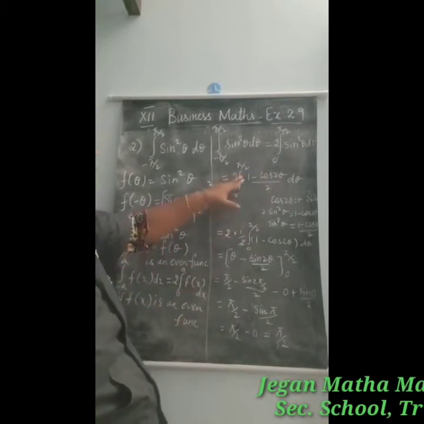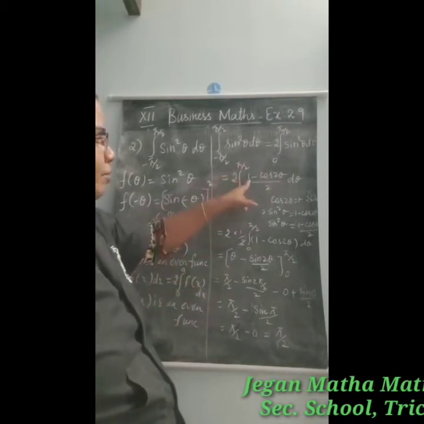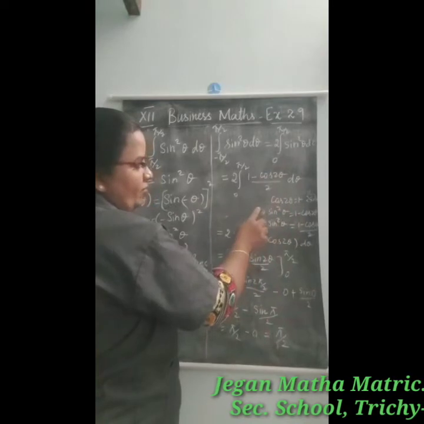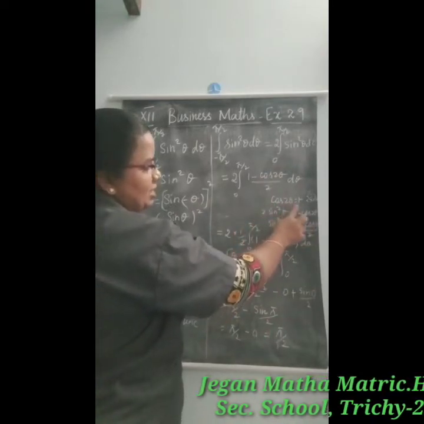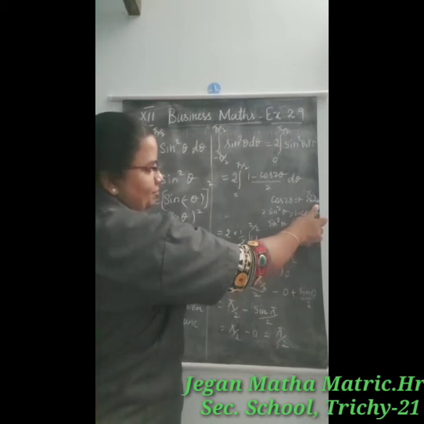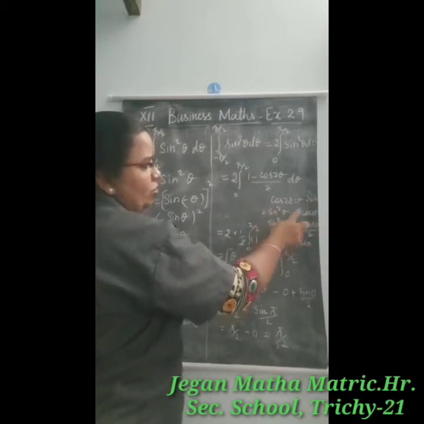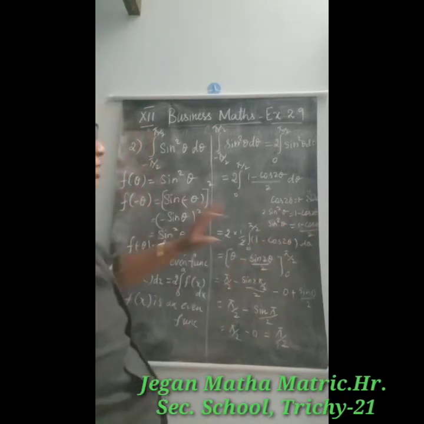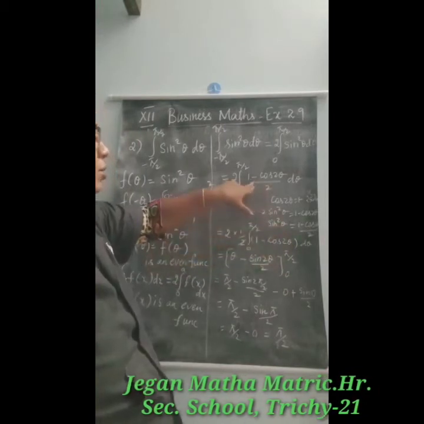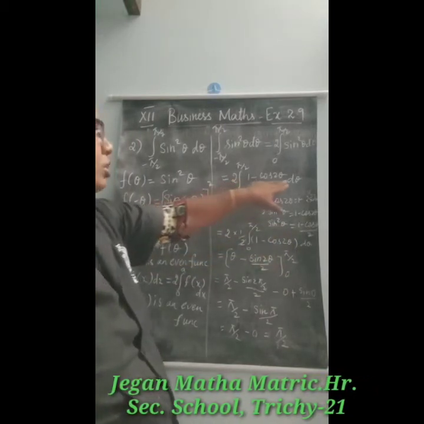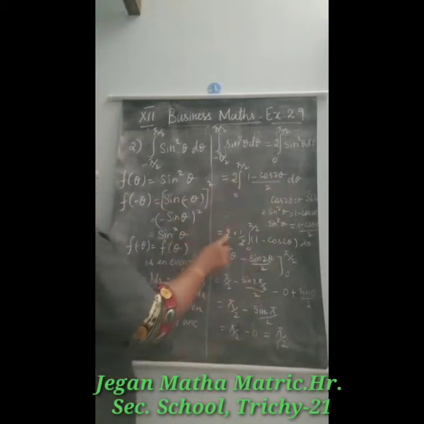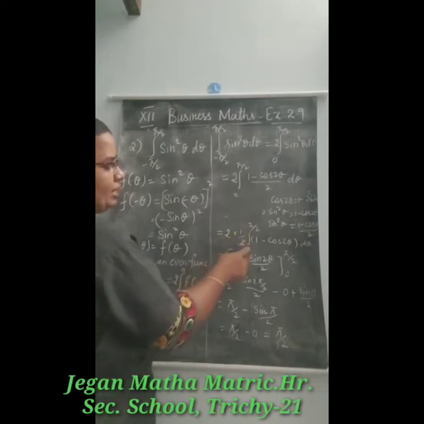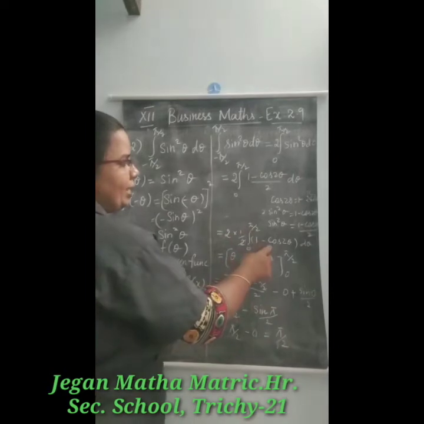So 2 times integral of 0 to π/2 (1 - cos 2θ)/2 dθ. Instead of sin²θ, we take cos 2θ = 1 - 2 sin²θ. So 2 sin²θ = 1 - cos 2θ, and sin²θ = (1 - cos 2θ)/2. The 1/2 is a constant term, so take it outside: 2 times 1/2 integral of 0 to π/2 (1 - cos 2θ).